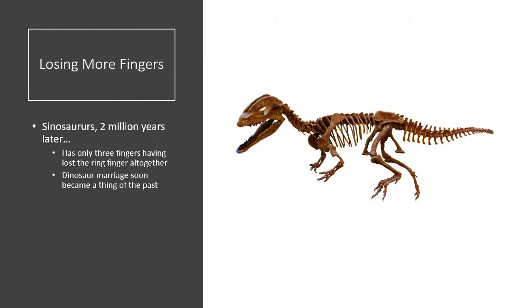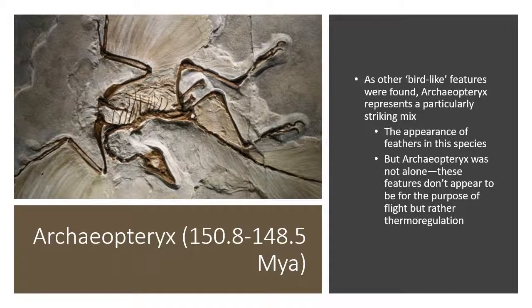Here's Spinosaurus, 2 million years later, only 3 fingers, lost the ring finger altogether, and dinosaur marriage obviously became a thing of the past, and that is why God had to wipe them out, because they no longer respected the covenant of marriage. And so here's Archaeopteryx.